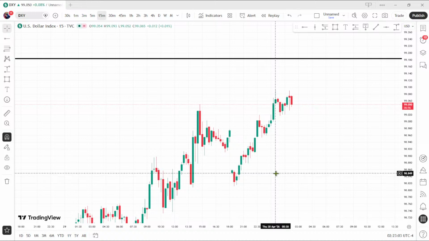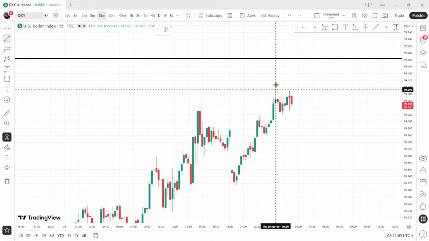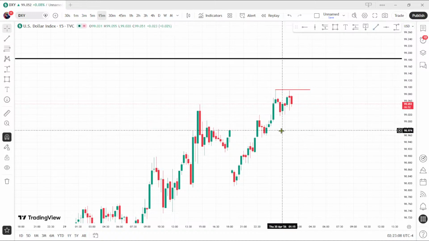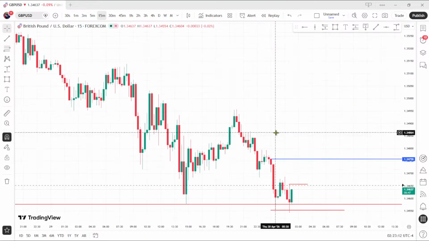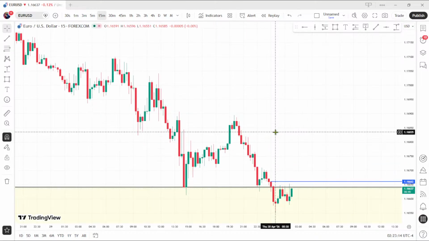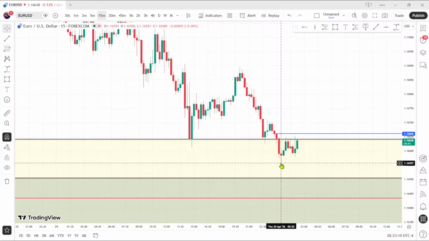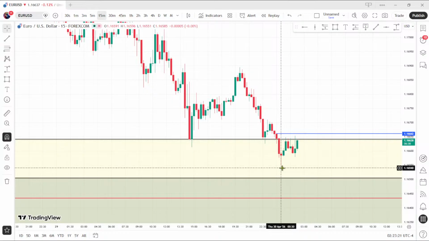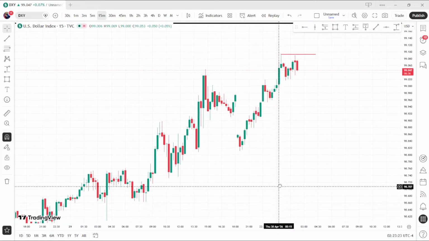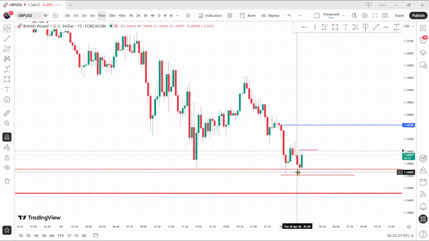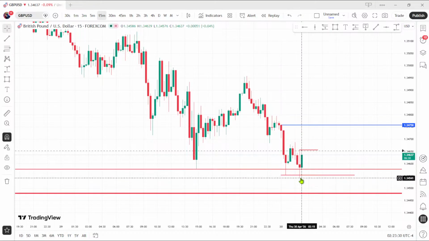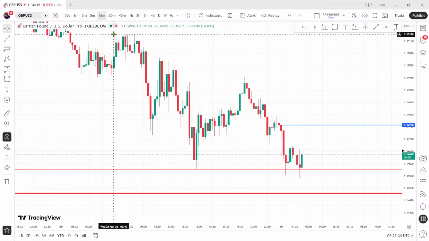Is anybody seeing the SMT that I'm seeing? Hello. Is anybody seeing that SMT? This is a higher high, a lower low in the euro. Then the cable is on which has swept that. It has swept it. Now that might be a run.